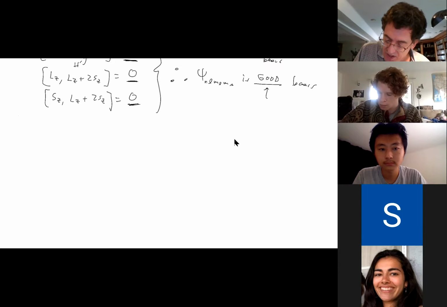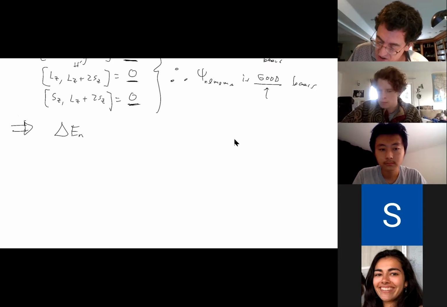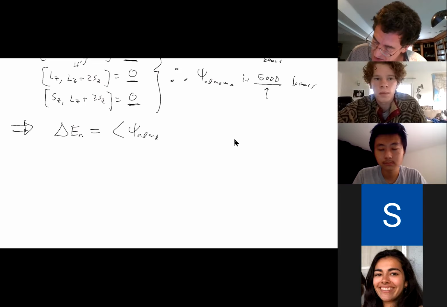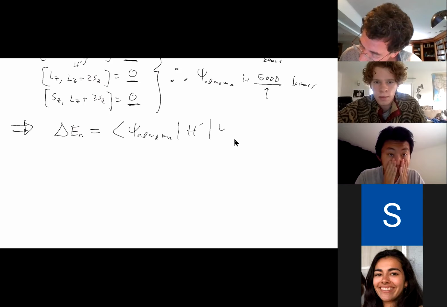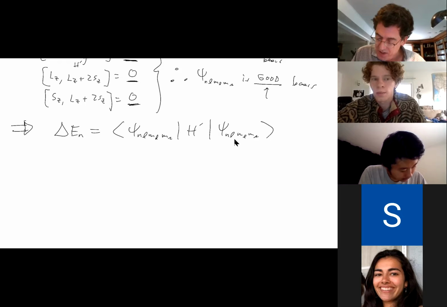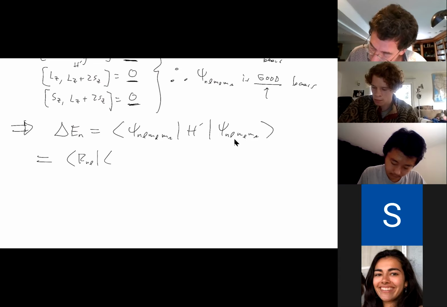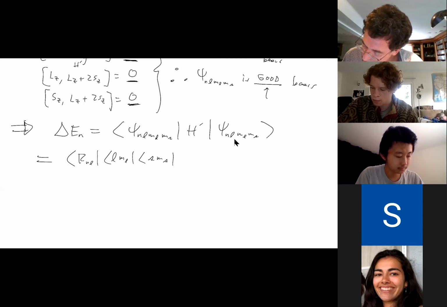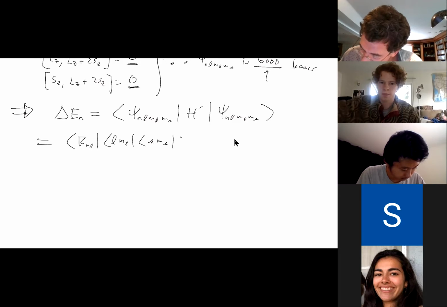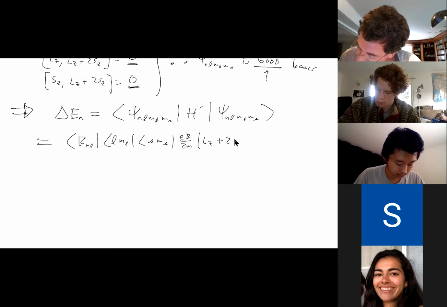So that means that we can use the simple formula. Delta E sub N is equal to psi N L M sub L M sub S, H prime, psi N L M sub L M sub S. And it's really easy because now we just plug in the basis: we have R N L, and then L M sub L, S M sub S, and H prime is equal to E B over 2M, LZ plus 2SZ, and then S M sub S, L M sub L, and R N L.